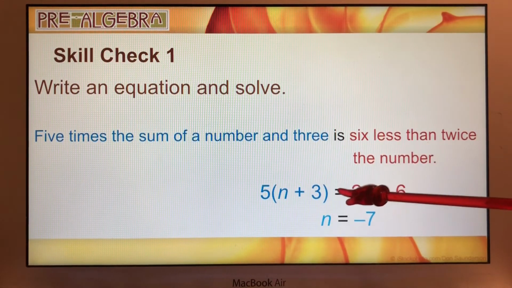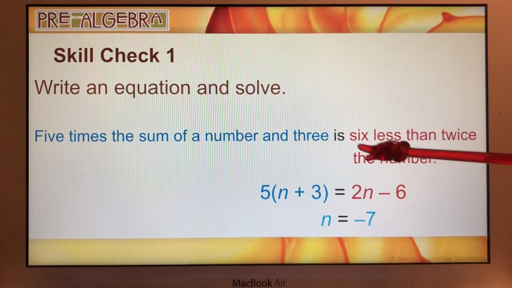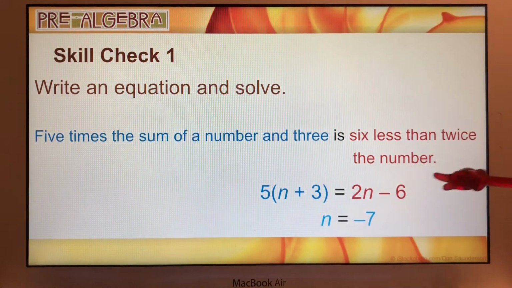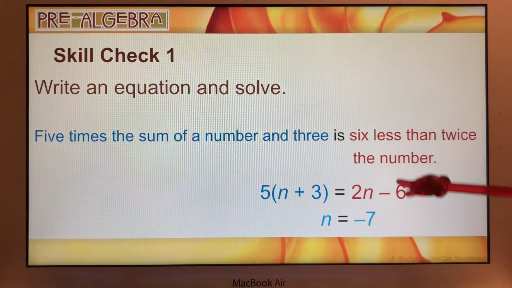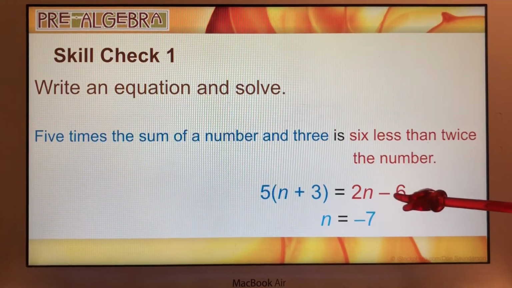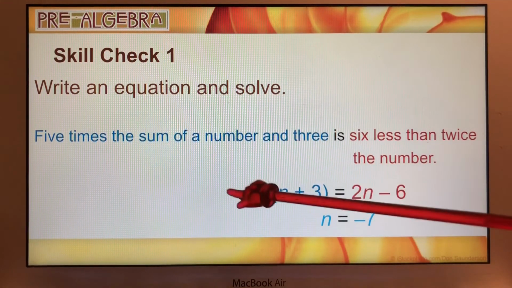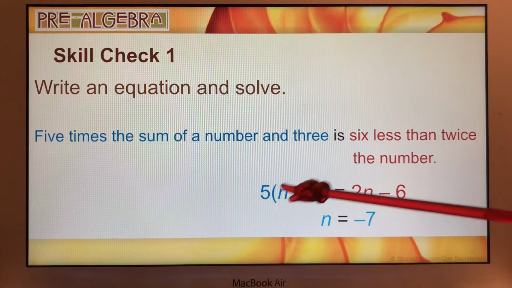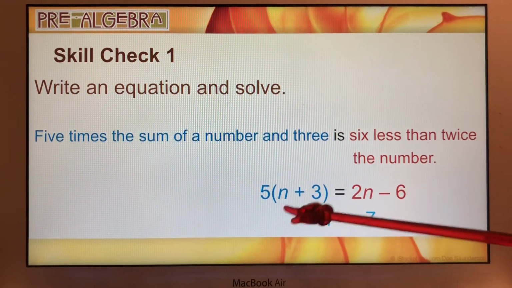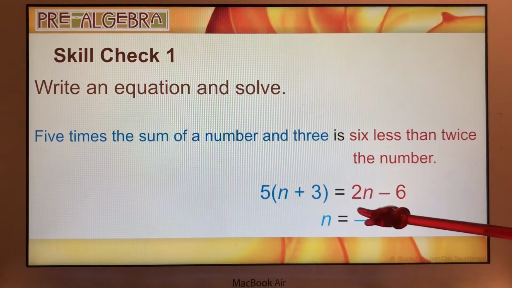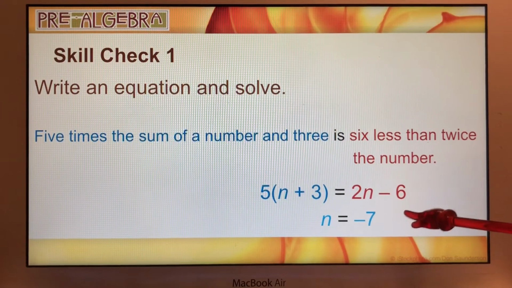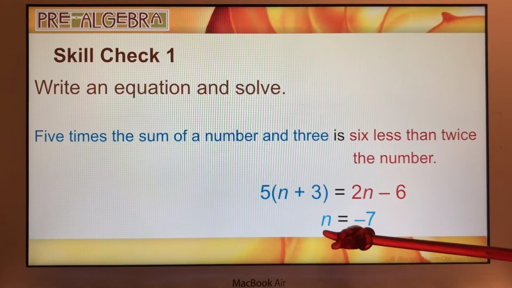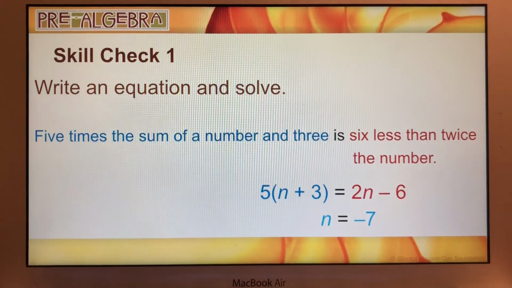And then is, or equals, 6 less than twice the number. So we could do twice the number first, that's going to be 2n, and it's 6 less than that, minus 6. And then here you would distribute your 5, right? 5 times n, and then 5 times 3, so you have 5n plus 15 now equals 2n minus 6, and you can simplify that, and you'll end up getting n equals negative 7.